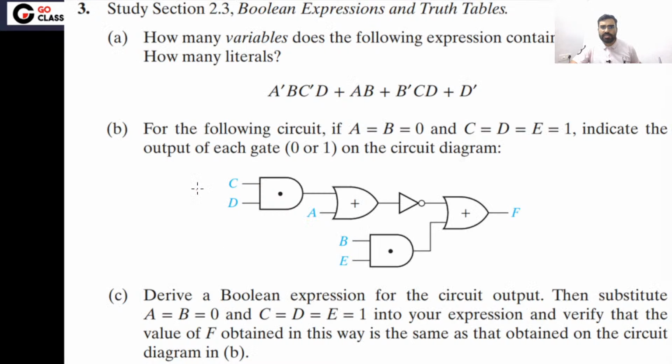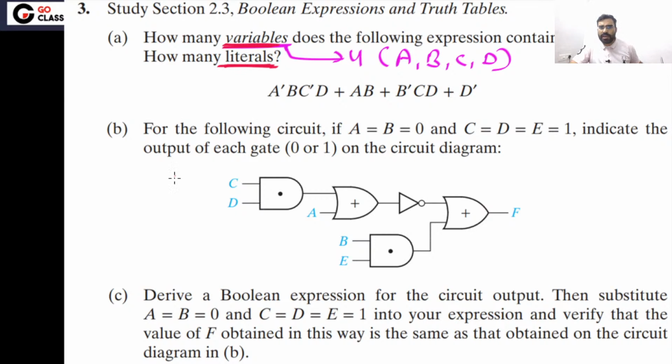Okay, now let's see this question. How many variables does this expression have? So tell me how many variables are there in this expression. You can notice the total number of variables is 4. We have 4 variables, A, B, C, D. So the answer will be 4.